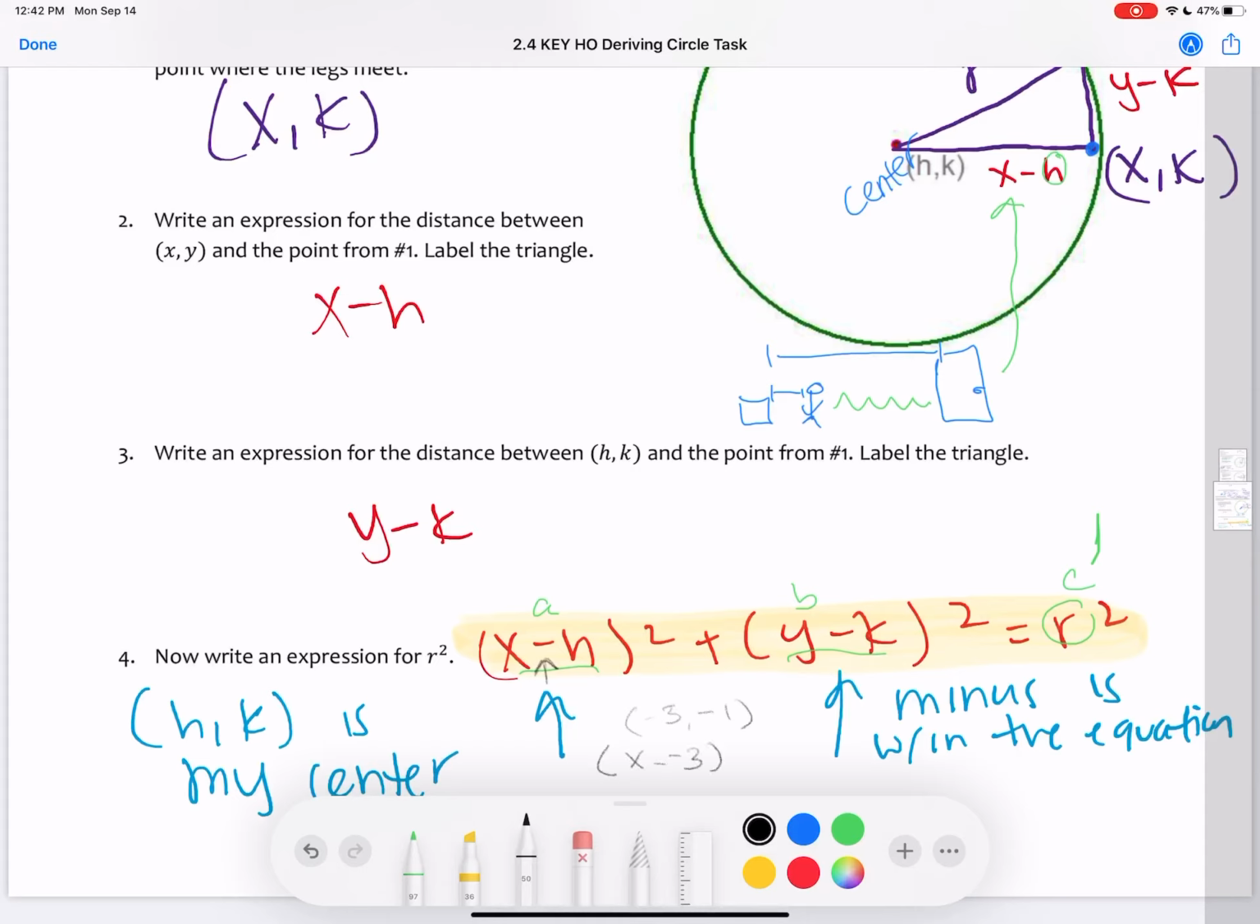Okay, well, I hope this helps with deriving the equation of the circle. We're going to start looking at some more practice problems in the next video.